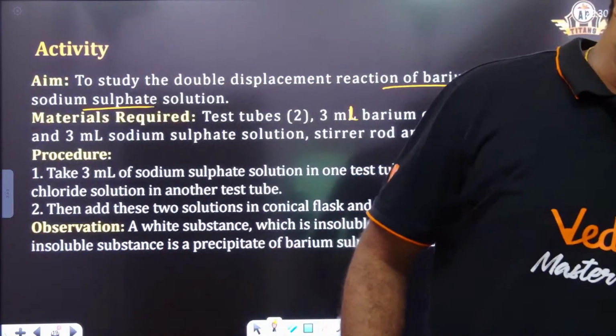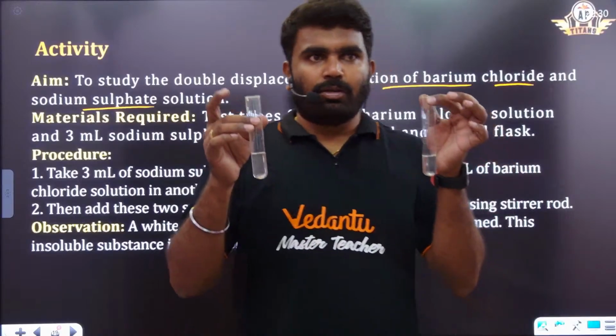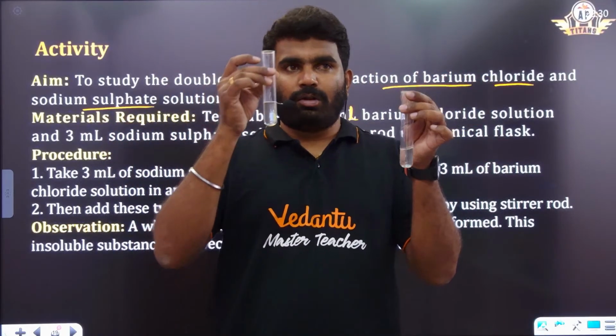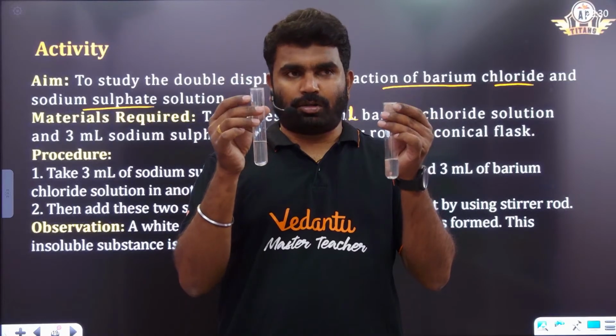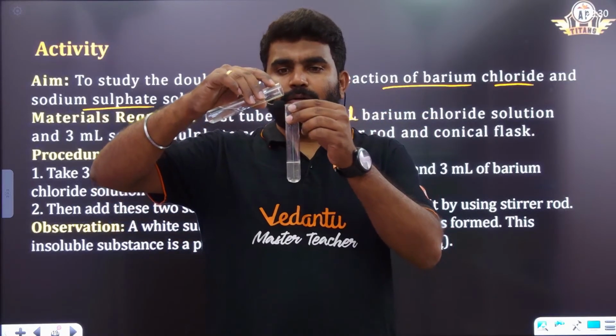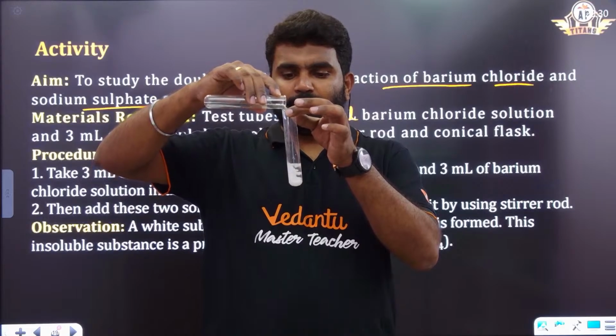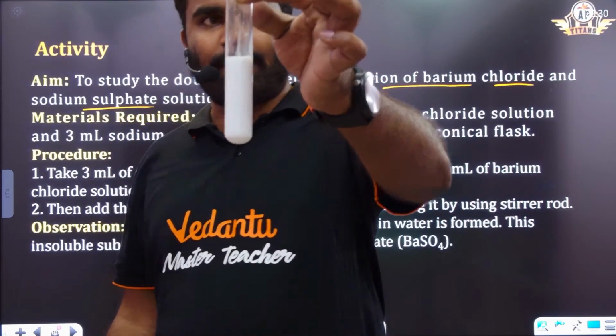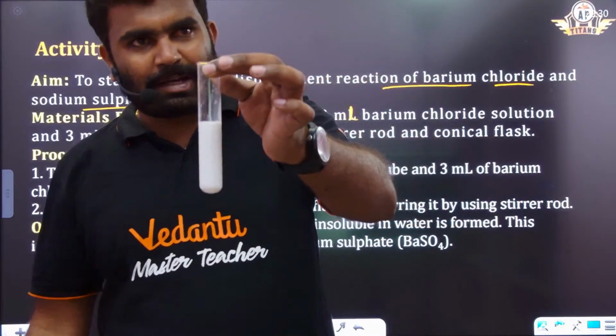So what I am doing here, I am taking two test tubes. This is barium chloride and this is sodium sulfate. I am adding these two solutions together. You can see this barium chloride and sodium sulfate is added. So now you can see a white colored precipitate is formed.